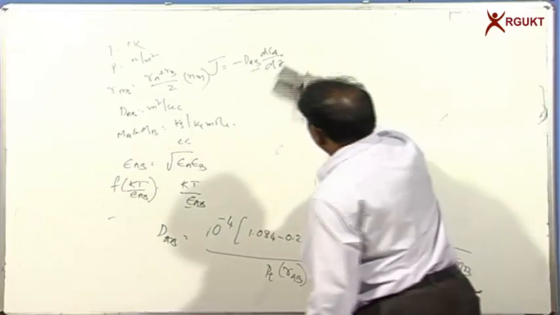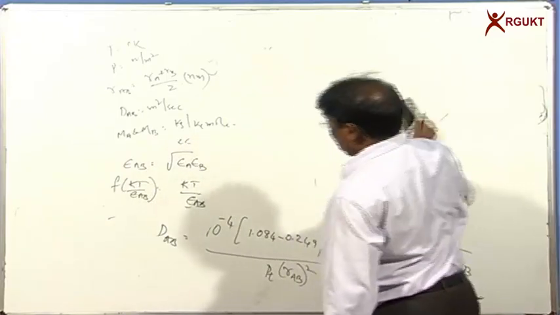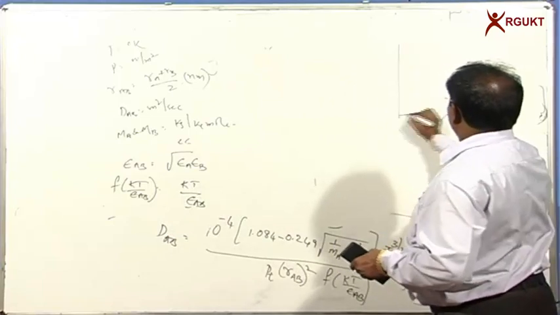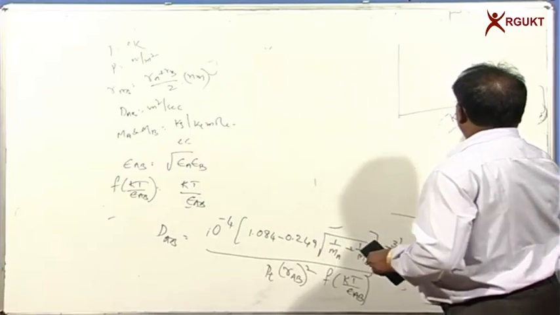Now the question is how to calculate this collision function, and this collision function we have as a function of KT by epsilon AB.